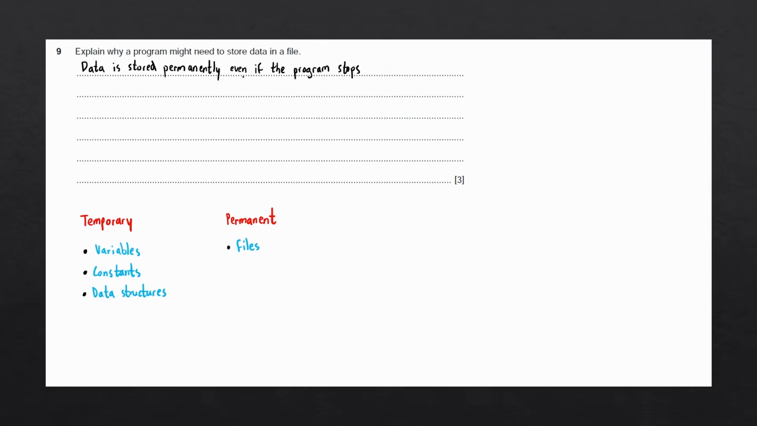First, data is stored permanently even if the program stops or if the computer is switched off. Once the data is in a file, it can be transported to other devices or systems. And finally, data can be used by other programs, or it could even be reused when the program starts again. The only thing with this question is to make sure you give 3 points since the question's for 3 marks, but that is this question complete.